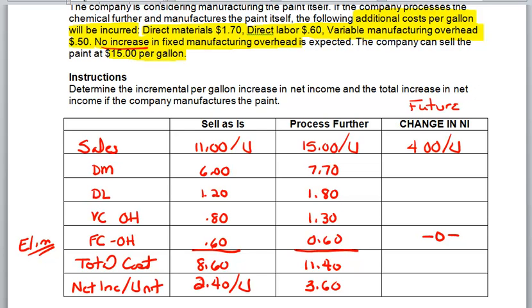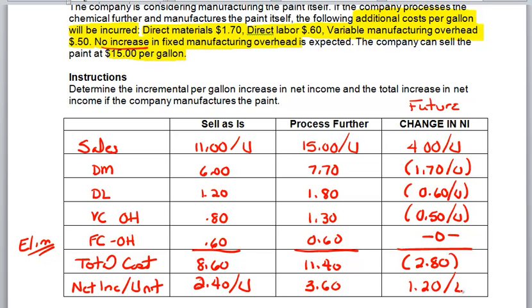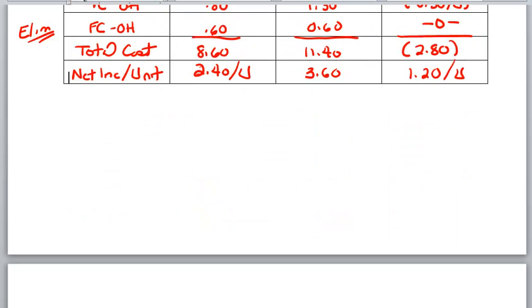So the column that we're going to focus on is what's the change in net income. So you can see we'd have an increase here of $1.70 per unit. There's the increase of 60 cents per unit, and there's the increase of cost of 50 cents per unit. So $4 of new revenue per unit less $1.70 plus 60 would be $2.30, plus 50 would be $2.80. So $2.80 minus $4 of new revenue, I would see an increase of net income per unit of $1.20.